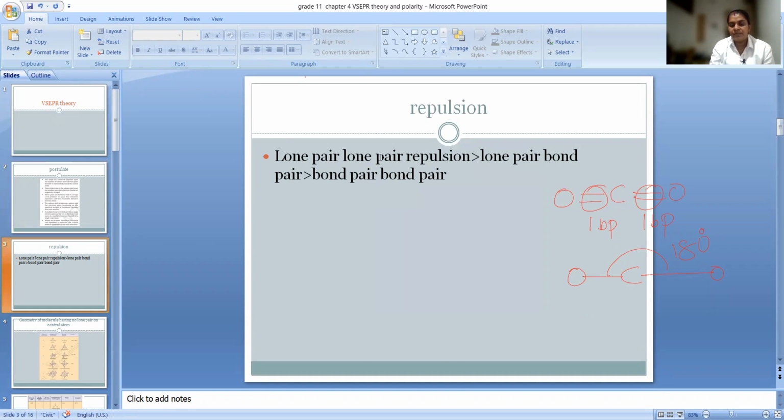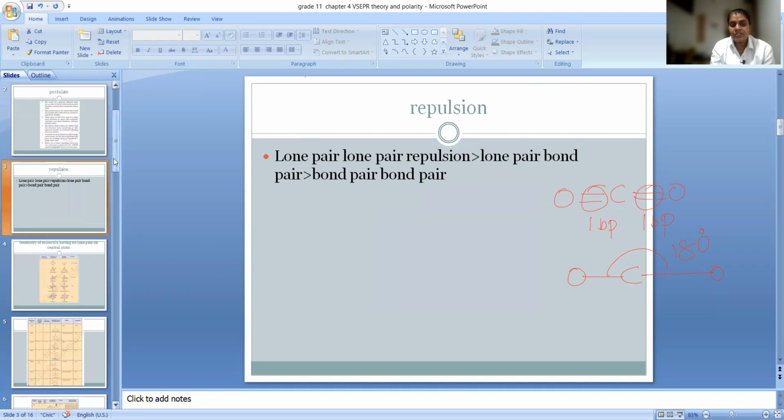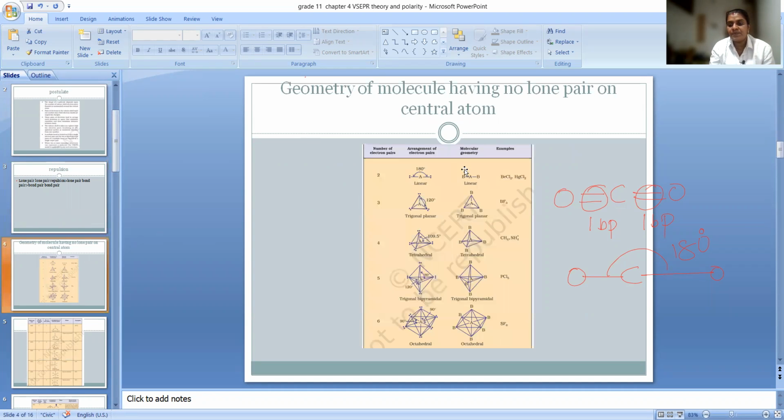We already discussed that lone pairs can be present. The lone pair-lone pair repulsion is greater than the lone pair-bond pair repulsion, which in turn is greater than the bond pair-bond pair repulsion. So if lone pairs are present, the bond pairs will come close together, they will shrink, and the bond angle will decrease. Now it is better if you learn VSEPR theory in this way.